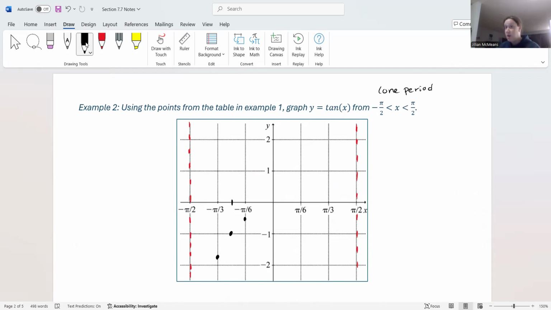And then we had tangent of 0 is 0. So we cross through the origin. And then at pi over 6, we had root 3 over 3. So root 3 over 3 positive is about 0.6, so it's about there. And then at pi over 4, we have positive 1, and pi over 4 is exactly between pi over 6 and pi over 3. And then at pi over 3, we had root 3, which is about 1.7, so we'll say it's about here. And then finally at pi over 2, we know it's undefined, so it's not going to happen there.